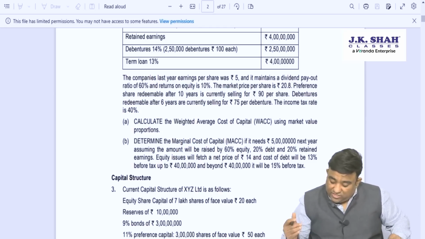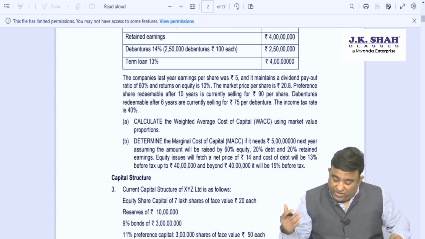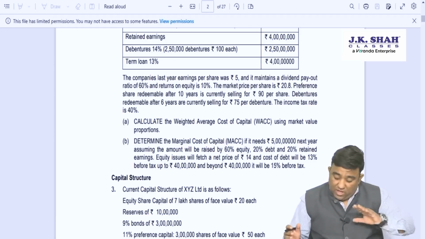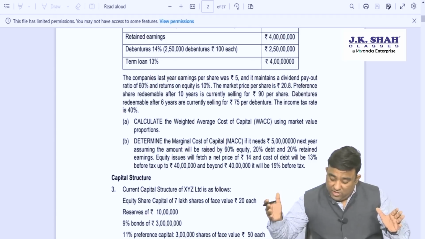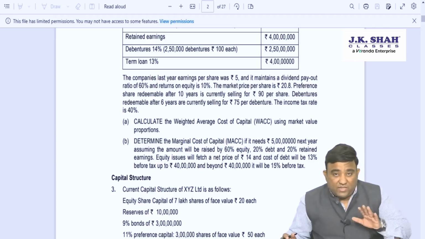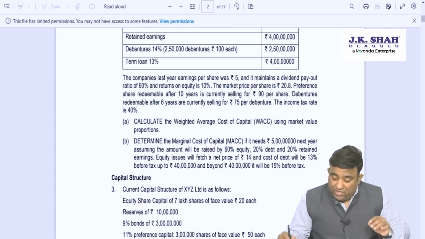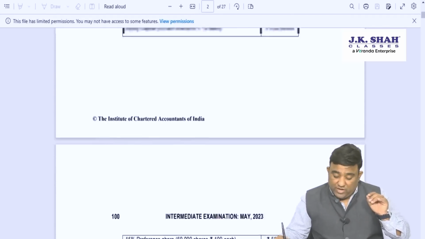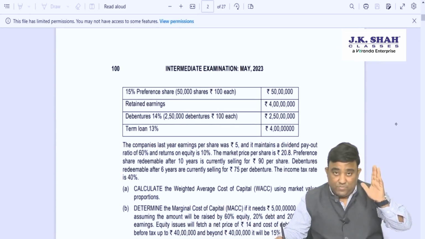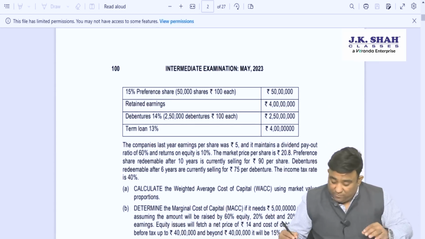Amount to be raised is 60% equity, 20% debt, 20% retained earning. Equity issue will fetch a net price of 14 and the cost of debt is going to be 13% up to 40 lakh, beyond 40 lakh it will be 15%. Forget MCC, Part B. Let us target WACC. Student, 5 short sums we need to target: KE, KR, KP, KD and KT. Let us start with KE as per the information given.